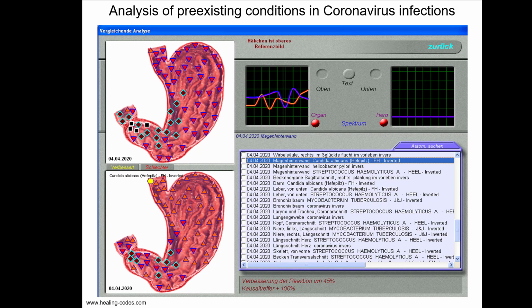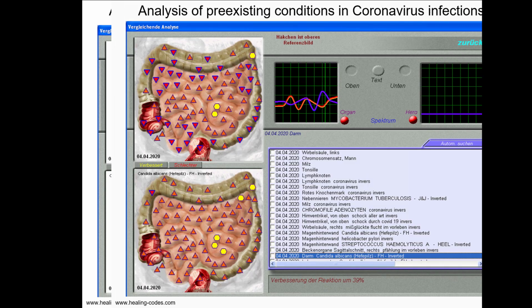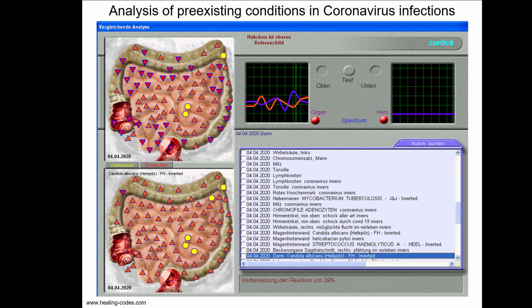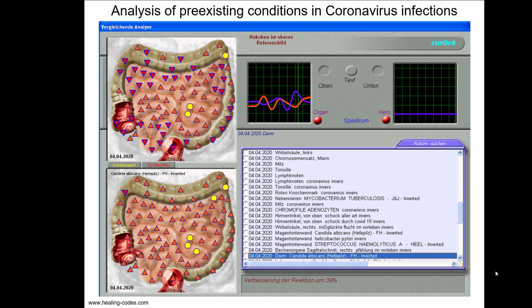Similarly, exposure to Candida albicans is found in the intestine. In the case of inversion of Candida albicans, a theoretical normal result is obtained. This means if the intestine were to be rehabilitated, the energetic situation of the intestine would be normal again.